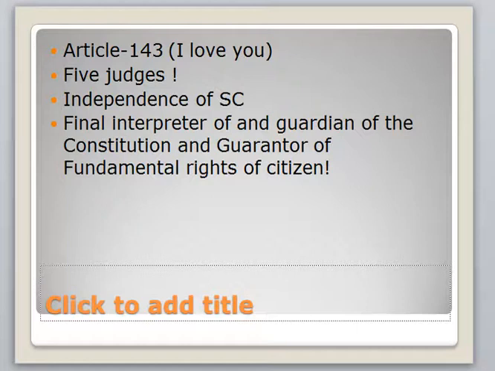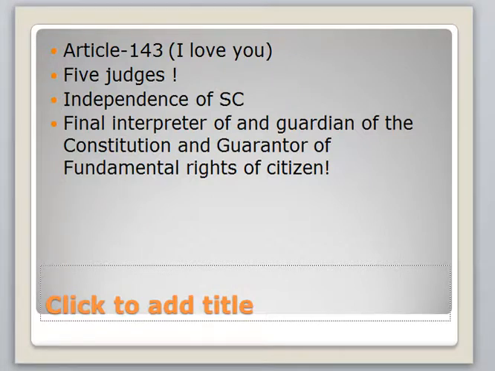Okay, so just remember that. Then, to protect the independence of the SC, there are various provisions. The money spent by the Supreme Court is charged on the Consolidated Fund of India. We can't discuss the conduct of the judges in Parliament. Then there is a prohibition on practice by Supreme Court judges after retirement. These provisions protect the independence of the Supreme Court.